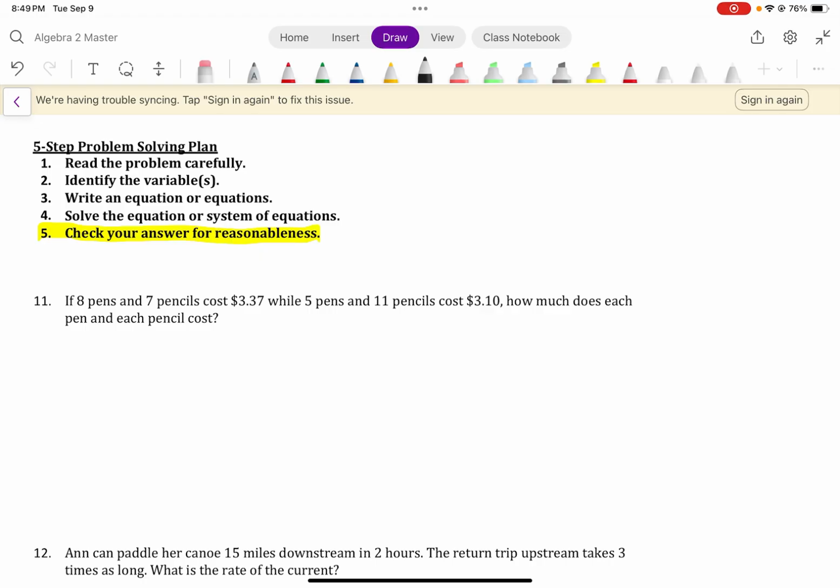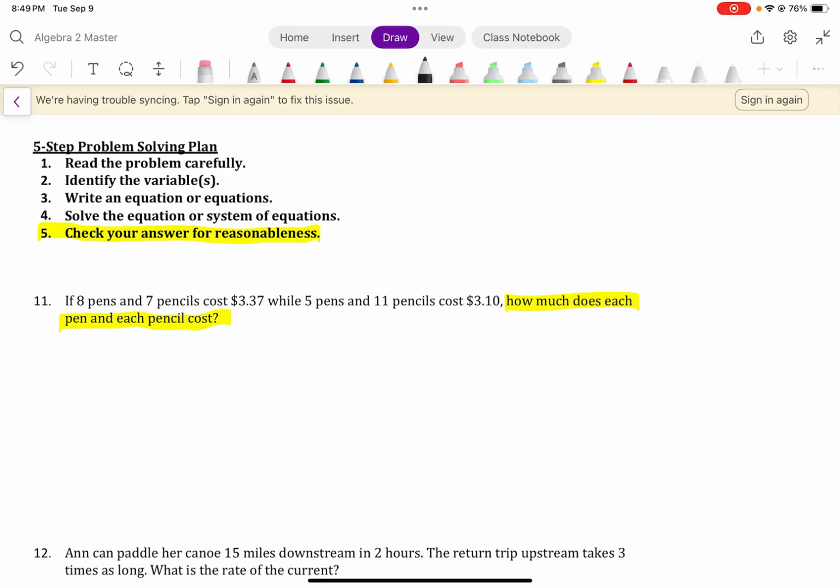So we're going to jump in, just starting on number 11. If 8 pens and 7 pencils cost $3.37, while 5 pens and 11 pencils cost $3.10, how much does each pen and each pencil cost? That part right there is telling you exactly what your variables need to be.